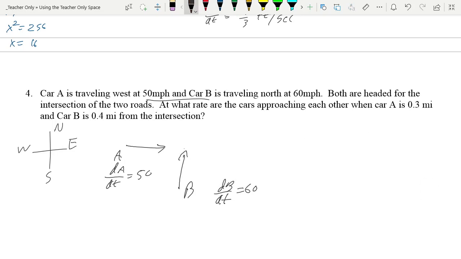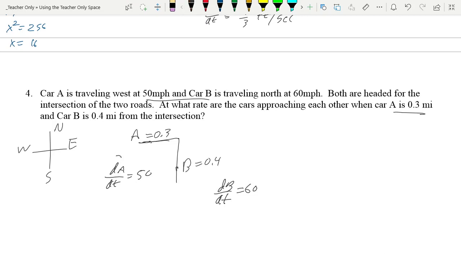At what rate are the cars approaching each other when car A is 0.3 miles and car B is 0.4 miles from the intersection? Okay, so let's go ahead and imagine this. Here's our intersection, and here's A coming in that direction, and they're saying the distance from A to the intersection is 0.3, and the distance of B to the intersection is 0.4, both miles.